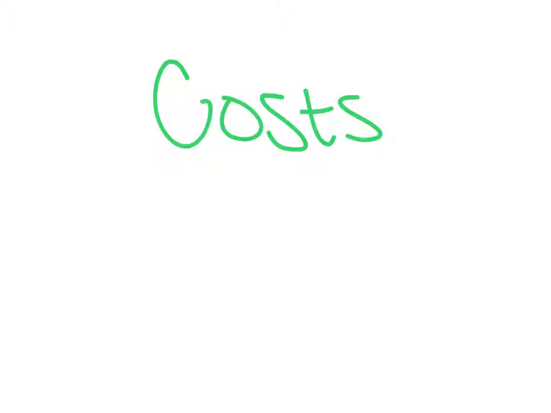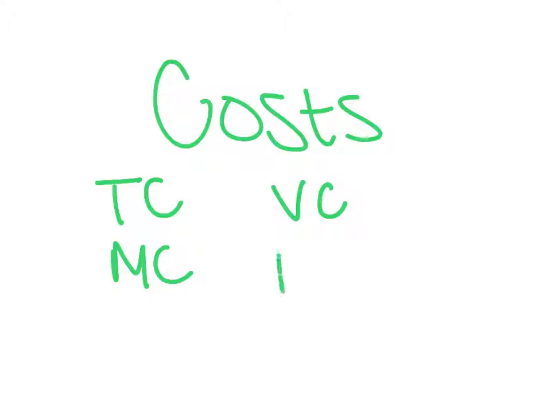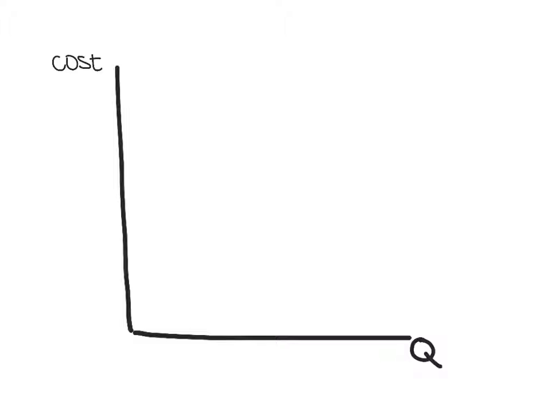In this video, we're going to be covering the costs in economics, more specifically covering total cost, marginal cost, variable costs, and fixed cost. Alright, for this first graph, we're going to be talking about fixed cost, variable cost, and total cost.